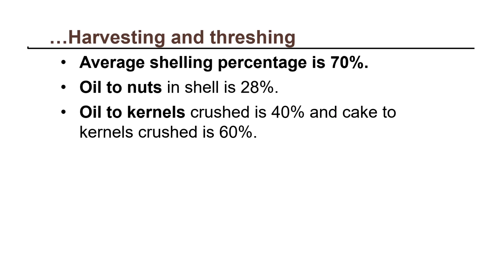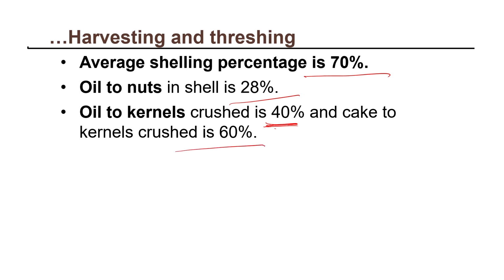Average shelling percentage is 70%. This shelling percentage means the percentage of the seed in the fruit or in the pods. What proportion of seed is available from the pods? Oil to nut in shell is 28%. Oil to kernels crushed is 40%. This value student can remember. Oil to kernel crushed is 40% oil and cake to kernels crushed is 60%.